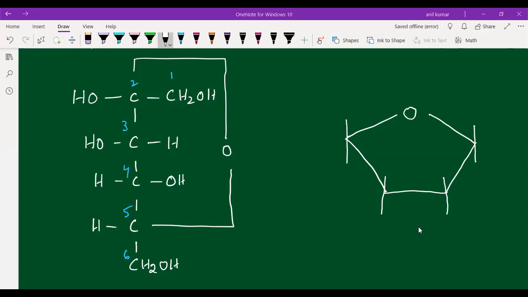Now I will assign the carbon atoms. I will assign the first carbon. Where is the first carbon, students? Here, CH2OH. CH2OH is at which side? It is at the right side. Right side means we have to write it down. OH is at which place, students? Left side. Left side means up. This is the first carbon.